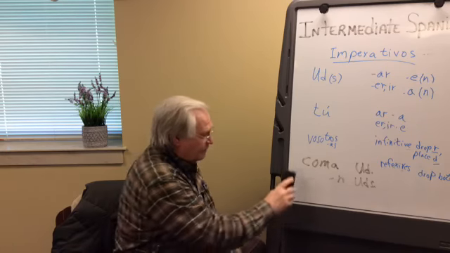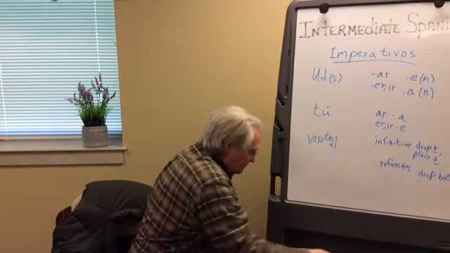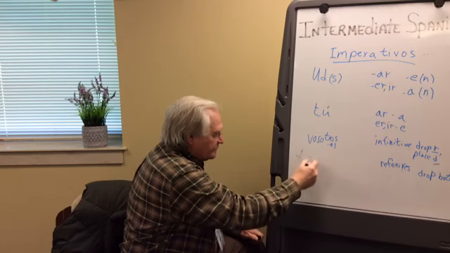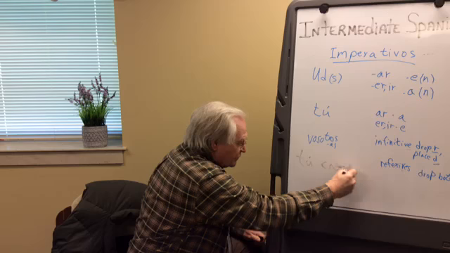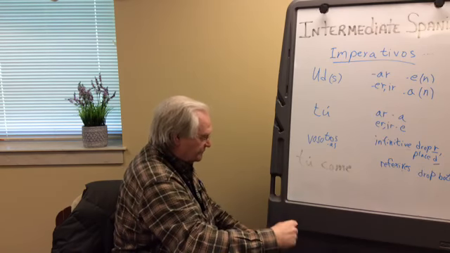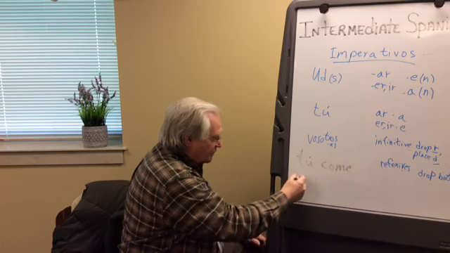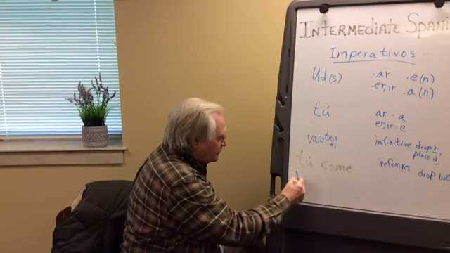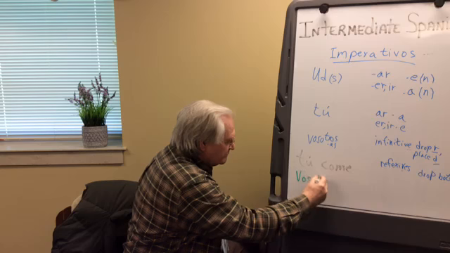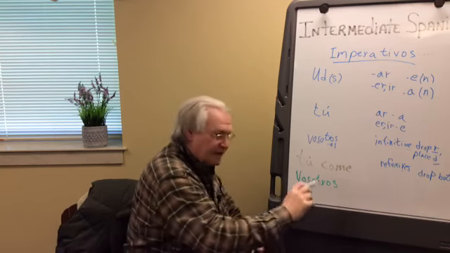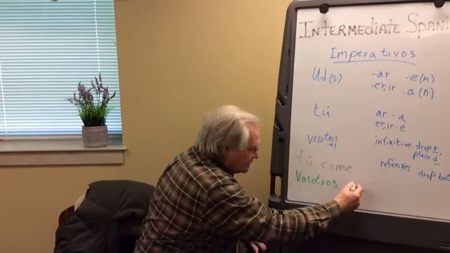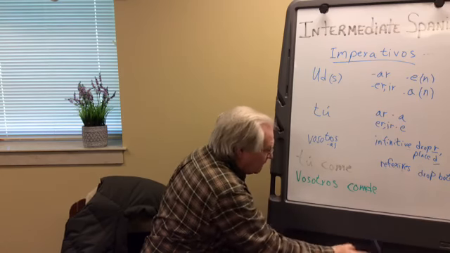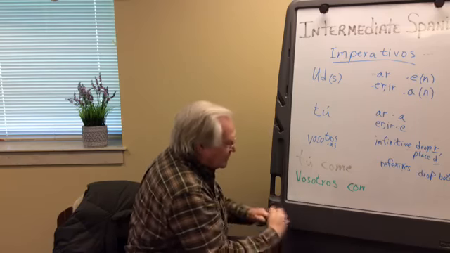It's a little different with the familiars. For tú, it's come. Looks just like the third person indicative. For vosotros, the plural, I'm running out of ink here. Vosotros, we do a neat trick. We take the infinitive, we drop the R and add a D. Comed. Getting myself ahead of myself.